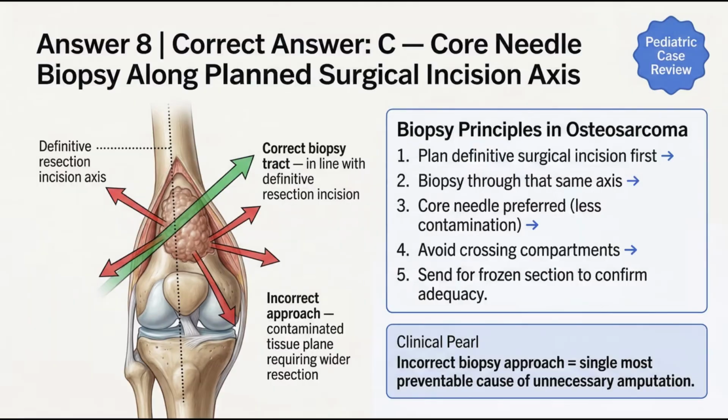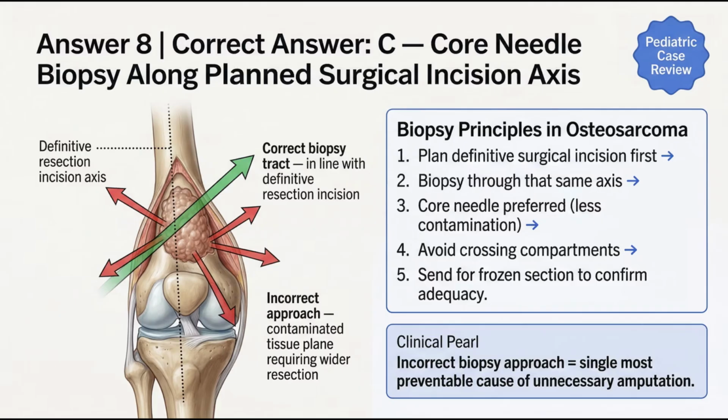The correct answer is option C, core needle biopsy along the planned surgical incision axis. Biopsy technique in osteosarcoma is one of the most critical oncological decisions and must follow strict principles to preserve limb salvage options. The definitive surgical incision must be planned first, and the biopsy must be performed along that same axis. This is because the biopsy tract becomes contaminated with tumor cells and must be excised and blocked during the definitive resection. Core needle biopsy is preferred over open biopsy because it causes less tissue contamination.